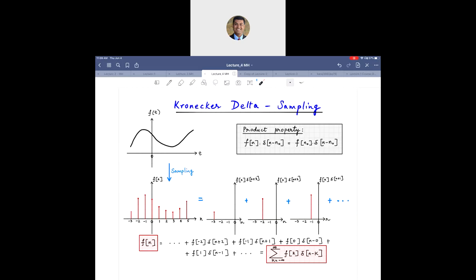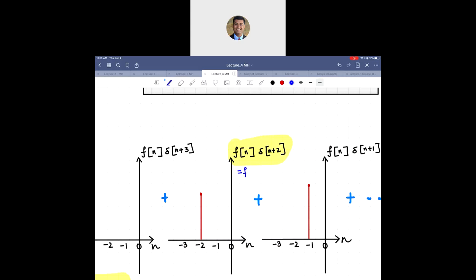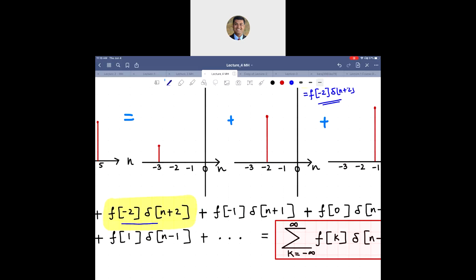So let's try to just look at one term here. Delta of n plus 2. Where is that? It is right here. But do we agree with this? Well, for this, using the property, what would we write for that? We would have to evaluate f at negative 2 and then multiply it with delta of n plus 2. And that is exactly what we are writing over here.